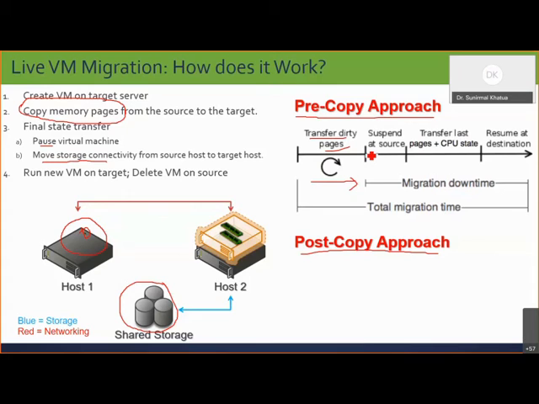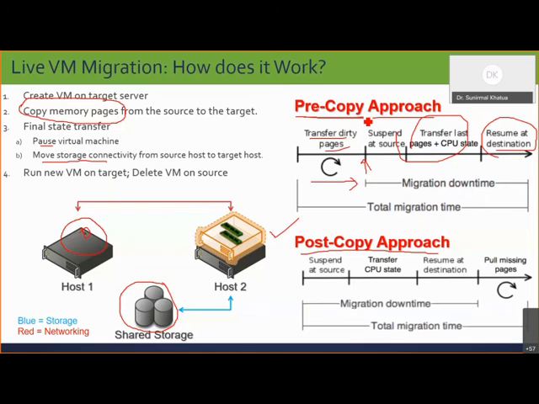Once the number of dirty pages goes below some threshold, we suspend here. So if we suspend, no new data page will be created. We will only copy those remaining data pages and transfer the CPU states there, and we can start executing on the second host. So since we are copying before we start the execution at the destination, this is called the pre-copy approach. In contrast to that, there is post-copy.